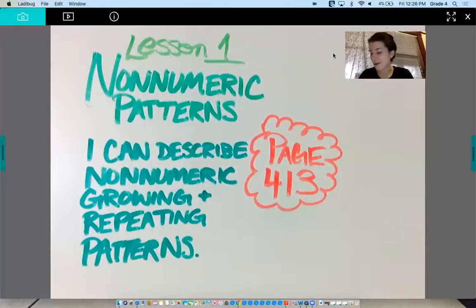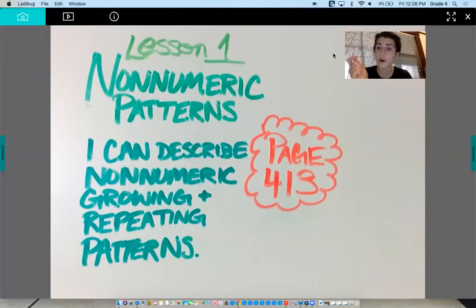Hello and welcome to our 7th chapter of 4th grade math. We are beginning our new chapter called Patterns and Sequences. As you can see here on our lovely whiteboard, please turn to page 413 in your math workbook 1. Pause me if you need to, so you can get right to that page. You should have a pencil in your hand, right?